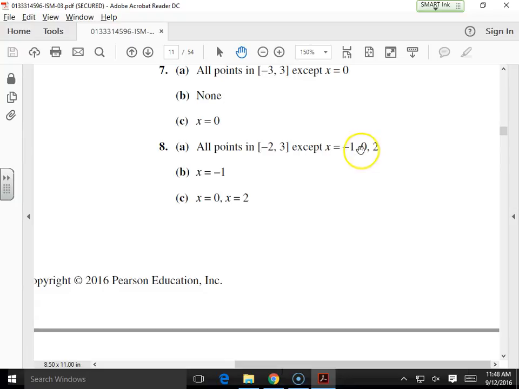A, all points except -1, 0, and 2. I should have just done that. That would have made more sense. I did intervals. You can do that, that's fine. I know, but it would have been simpler to just do that. They're saying all except, so x not equal to those.